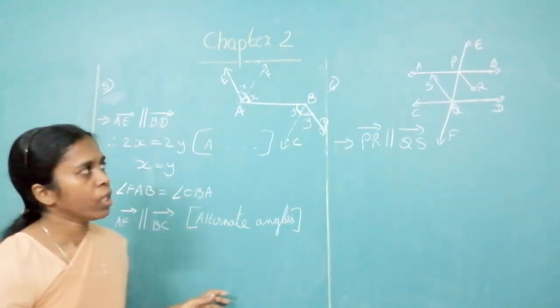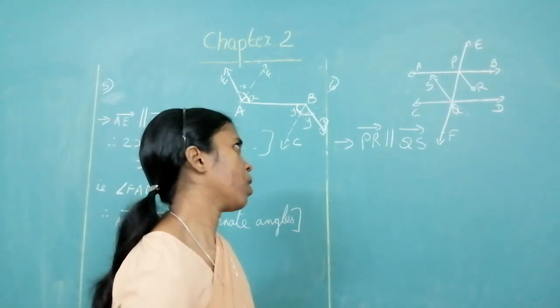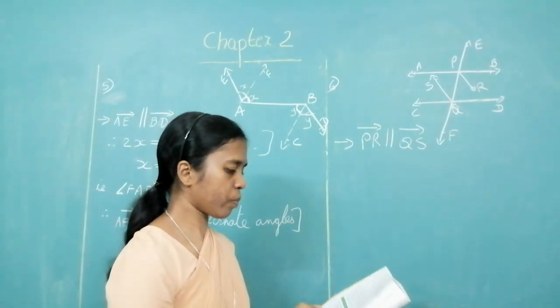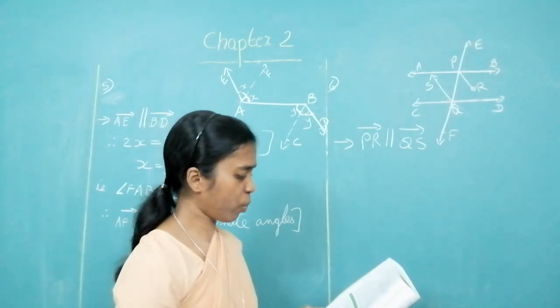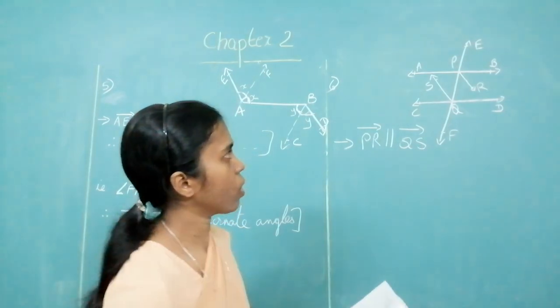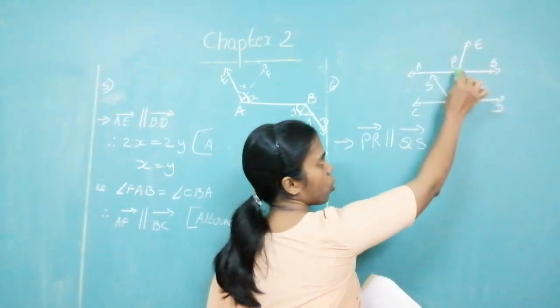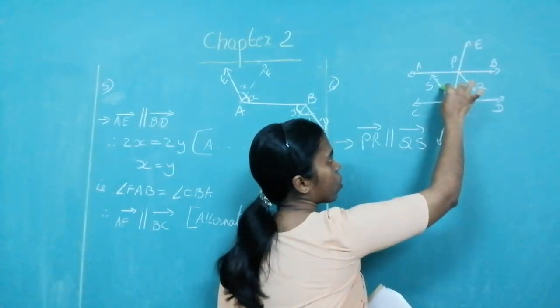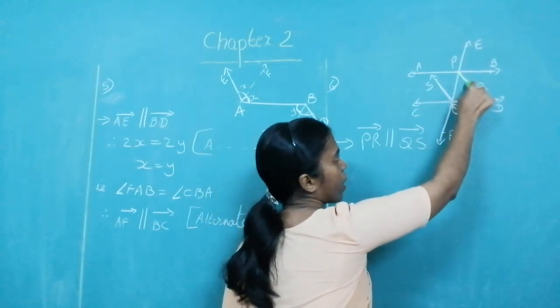Okay. Similarly, question number 6. What is given to you in question number 6? In question number 6, you are told that you have to prove that AB is parallel to CD. Here you have to prove that AB is parallel to CD. What is told? This is parallel to this. You are also told that this is an angle bisector.